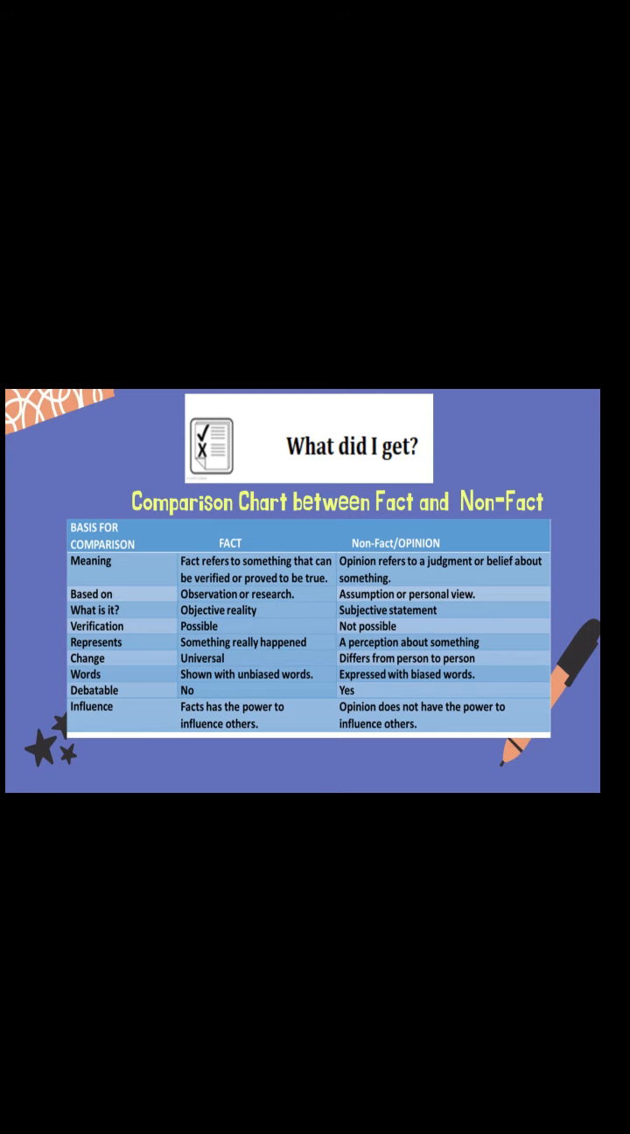Is it debatable? In fact, no. It cannot be debatable, while in non-fact, yes, it can be debatable. Alright. And lastly, what is the influence of this fact and non-fact? In fact, it influences others. It has the power to influence others, while non-fact, opinion does not have the power to influence others.